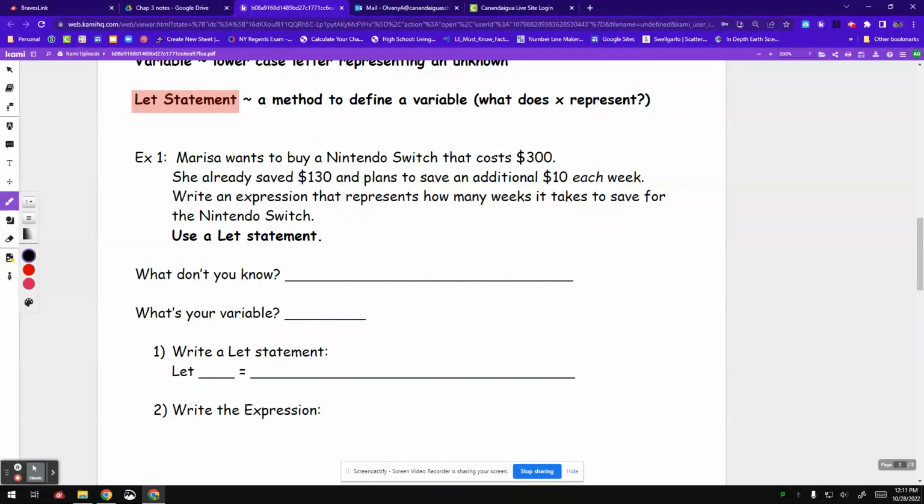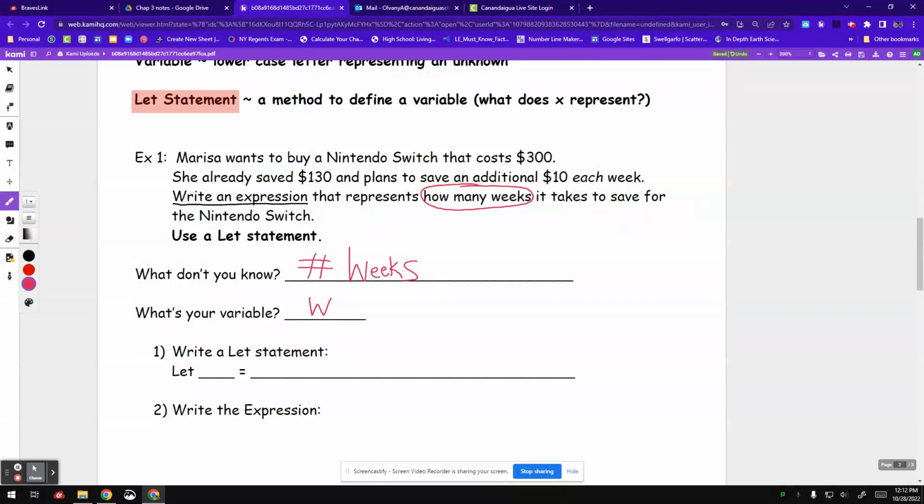So notice that it's not a question. It just says write an expression. We're going to write an expression that represents how many weeks. When you see how many or how much, that's what you don't know. You don't know how many weeks. You can write number of weeks or you can write how many weeks. And you get to choose what your variable is. So I'm going to pick W just to mix it up a little bit and not always use X.